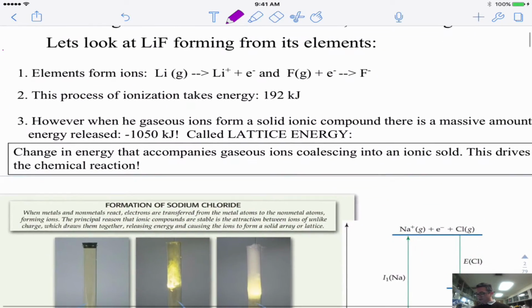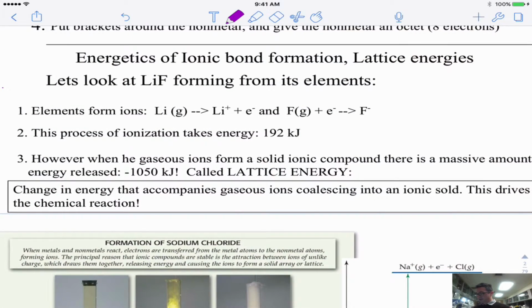Something that you didn't really talk about last year was the energetics, the changes when you form a bond. You talked about it kind of briefly, how when you form a bond you release energy, but there's a big part of the AP curriculum where they talk about something called lattice energies.